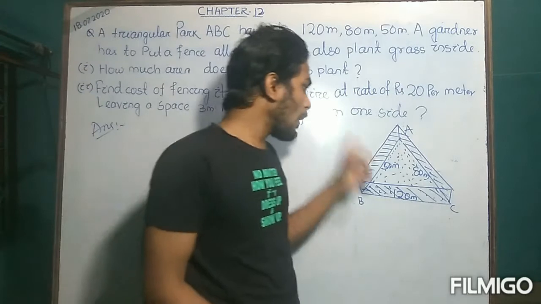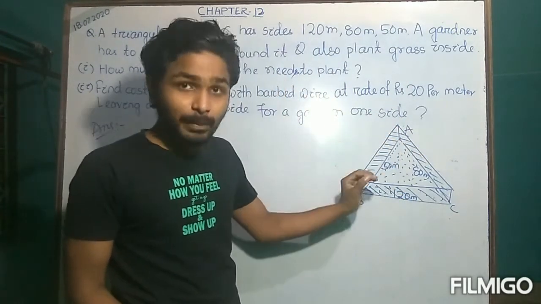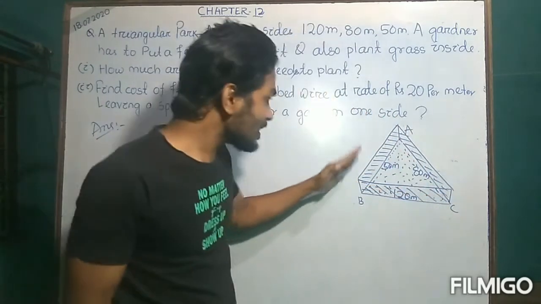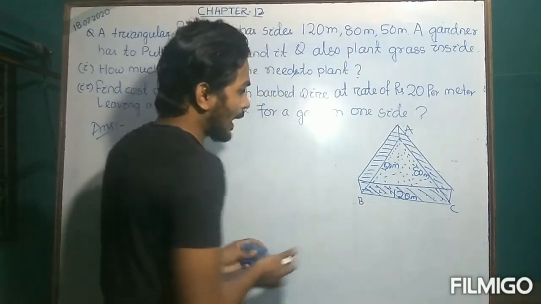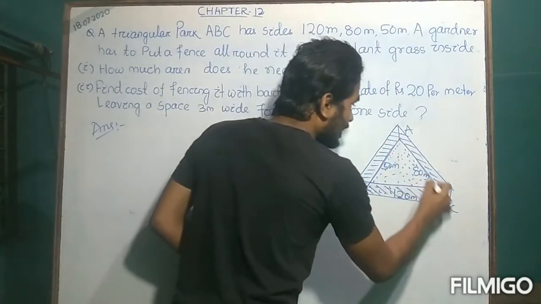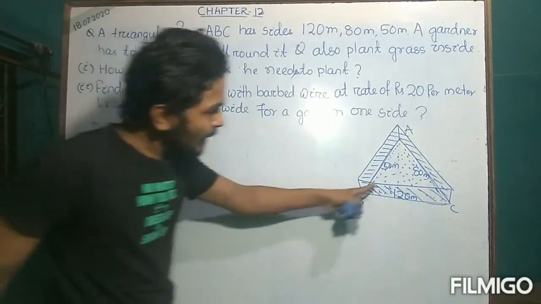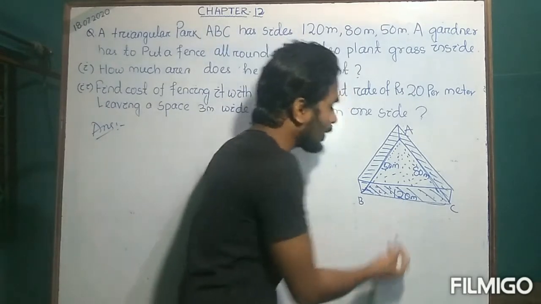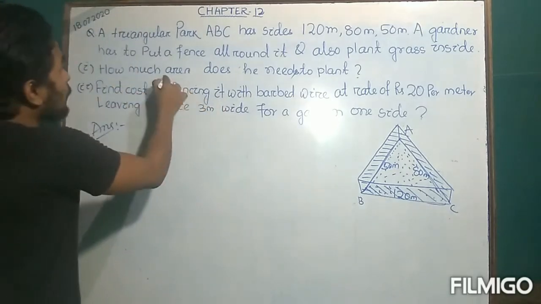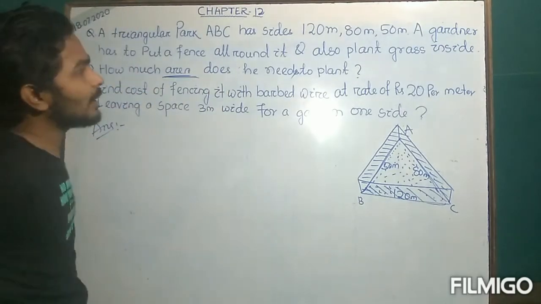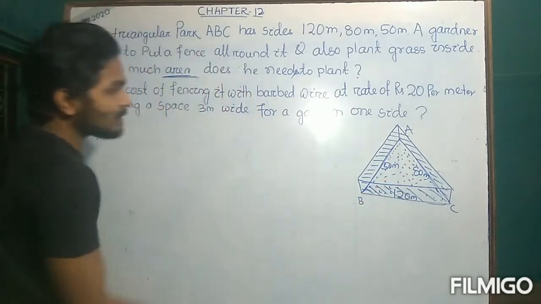Since he is going to plant the grass inside the closed figure, inside this triangle, planting grass inside this triangle is nothing but finding the area of this triangle. Clear? And since it is a scalene triangle of sides 120 meter, 80 meter and 50 meter, we have to find the area of this triangle. So for area, what do we need and what data has been given?